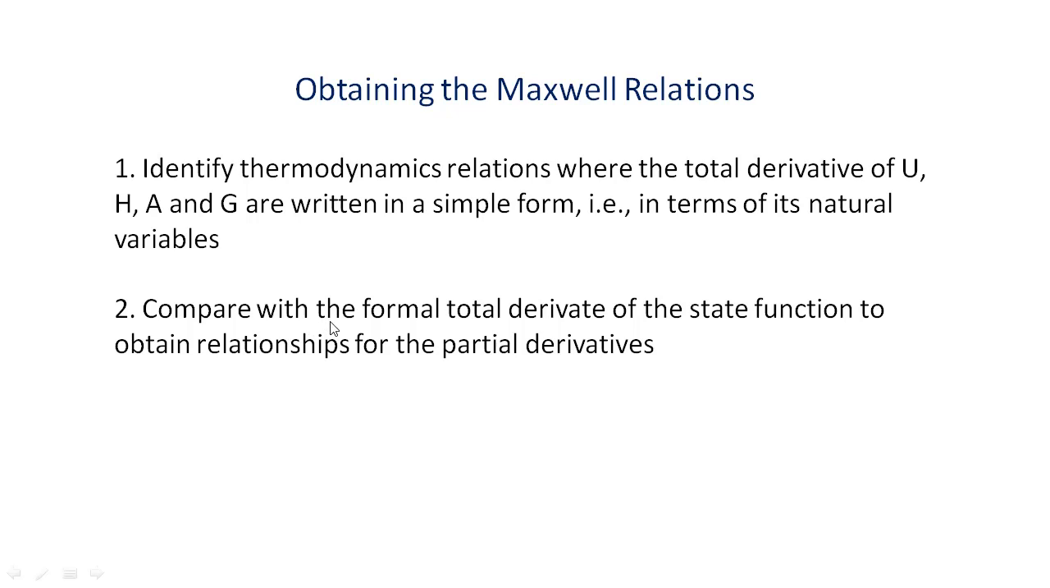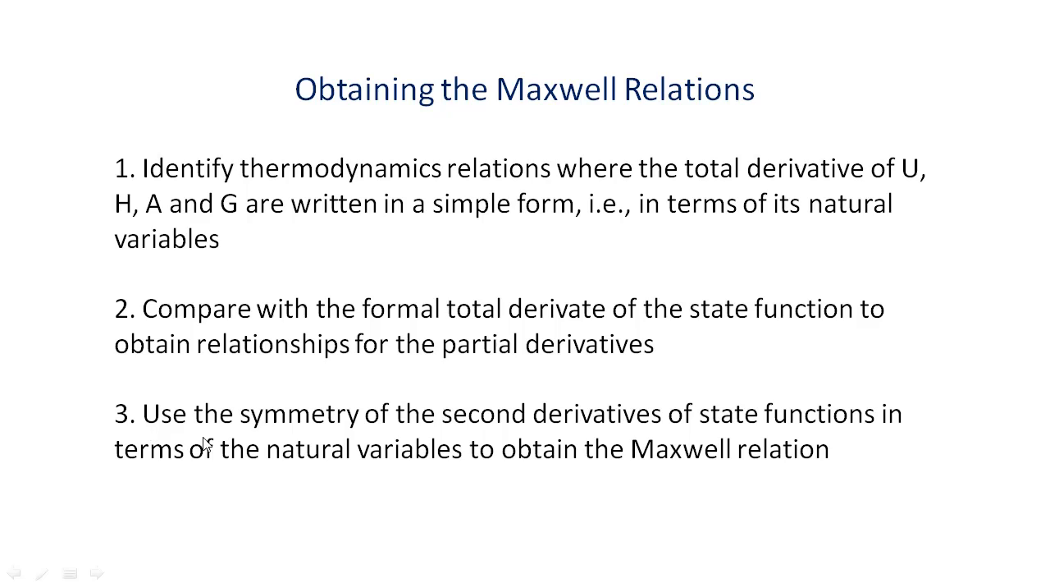The second step is to compare this relation with the formal total derivative of the state function to obtain relationships for the partial derivatives. The third step is to use the symmetry of the second derivatives of the state functions in terms of the natural variables to obtain the Maxwell relations. These steps might sound a little complicated now, but they will become absolutely clear to you once we work out the Maxwell relations. After going through that, you can use these steps as a roadmap or a summary to derive the Maxwell relations on your own.